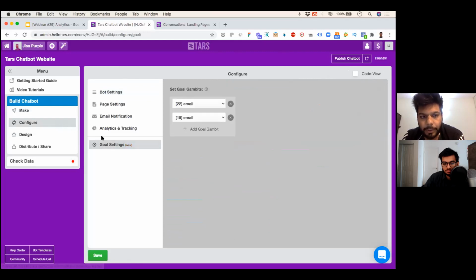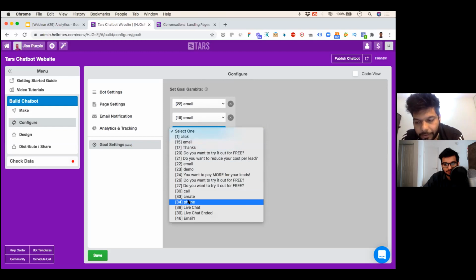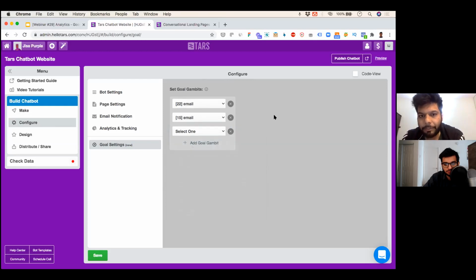In the configure section, you would see this section of goal settings, and this is where you can define what your goal gambits are. Now, this is an OR function. So if a person reaches any of these gambits, any of these goals, we count it as a goal completion. In our case, it could be someone giving their email, or someone giving their phone number as well. It wouldn't matter, because we are asking for email first and the phone number later. So even if I add phone, it's not going to make any difference here, because someone has to share the email first and then the phone number. So you can define multiple gambits here as to what a goal means to you.